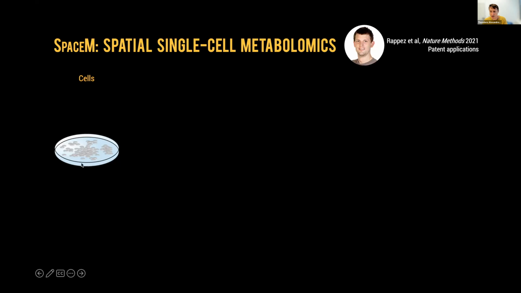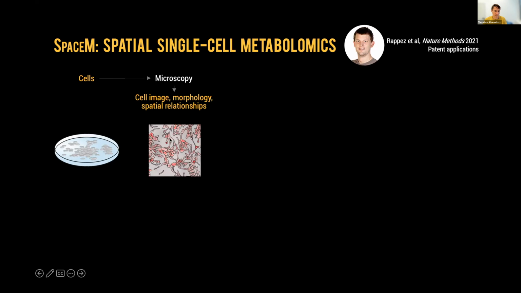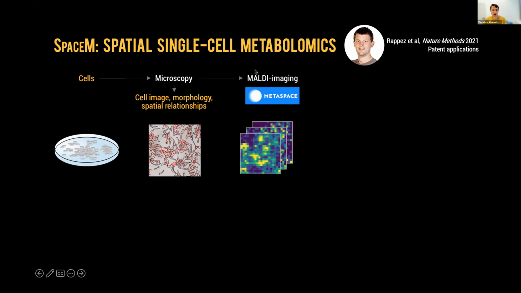We take cells, we put them on a glass slide. This can be cell lines, this can be primary cells. We even now work with cells dissociated from organoids. And then once we have them on the glass slide, we do microscopy. And here we do it for two purposes. First, to find where the cells are, to find cell outlines, but also to find their phenotype, in particular fluorescence phenotype and morphometric phenotype.